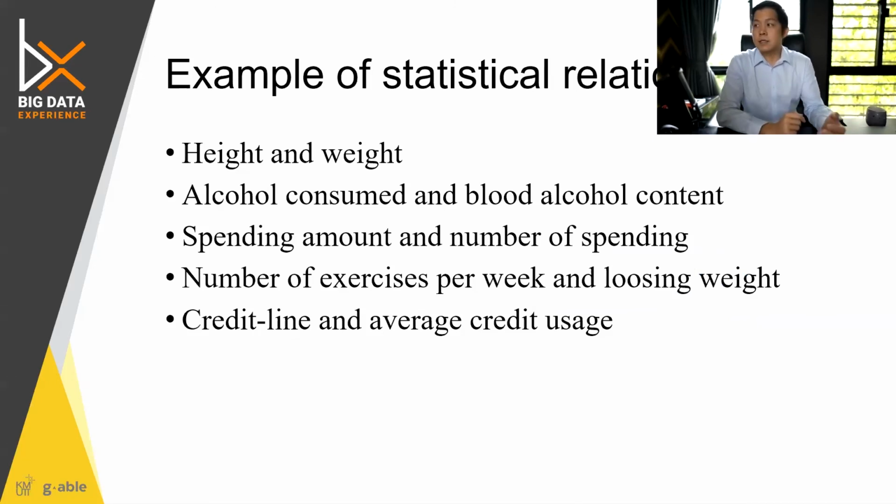So when we look at the statistical relationship, you may find that in many places, like in height and weight relationships, in blood alcohol content and alcohol consumption, where different people react differently. Spending amount on the credit card, number of exercises per week and the weight that you lose from that exercise, or the credit line that you have with the company and the credit usage, how much you use, and many other things that can be found here. Okay, you can find such statistical relationships all around you, if you take a look at nature.